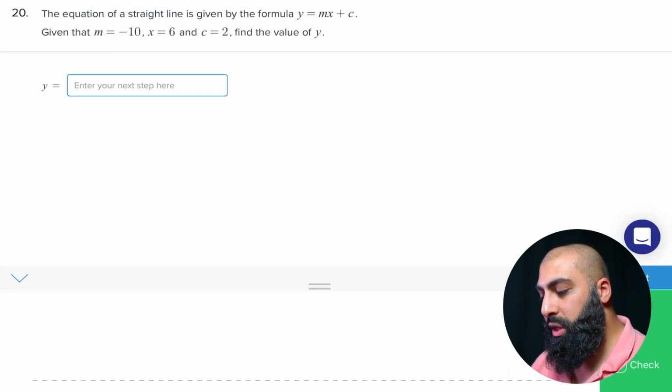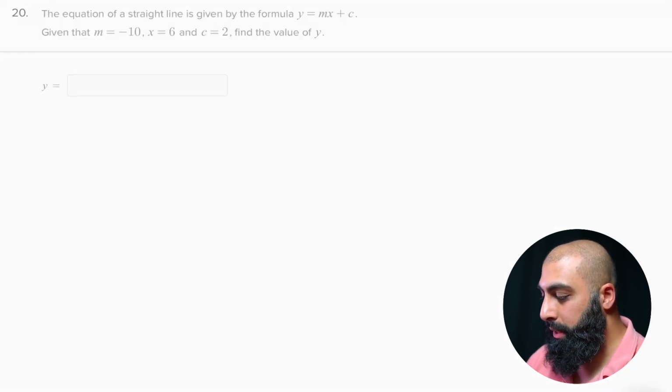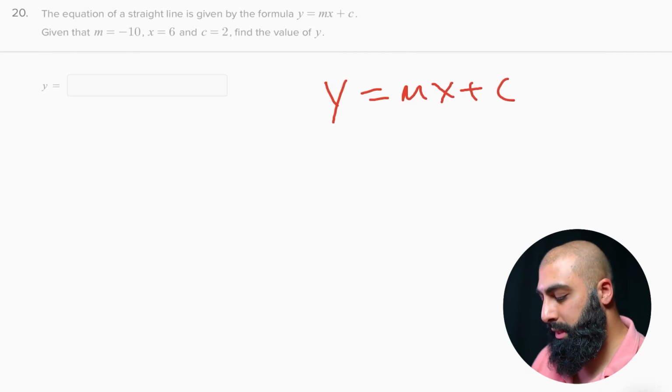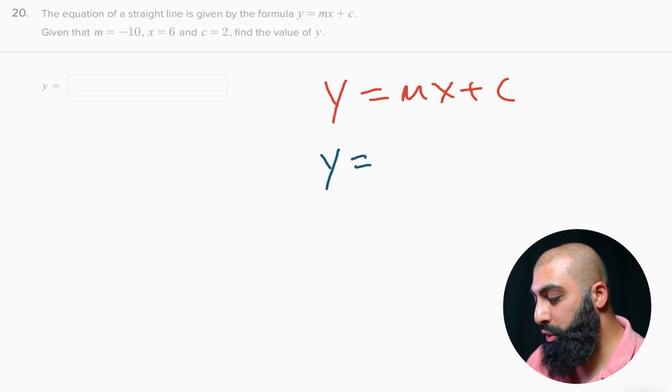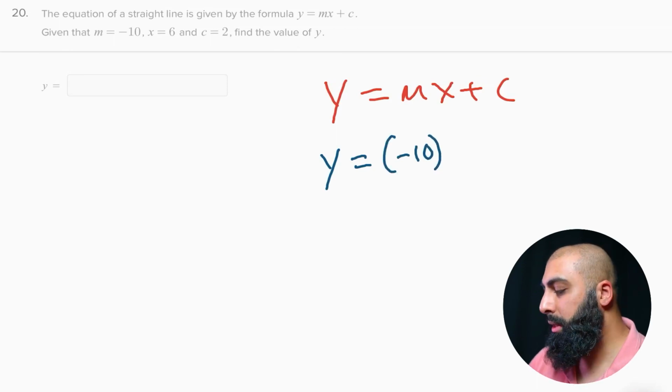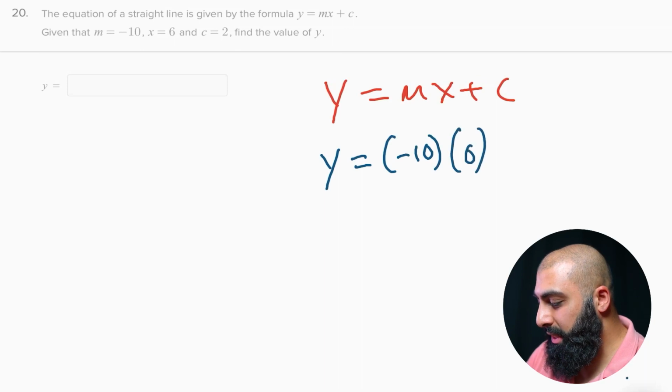It says the equation of a straight line is given by the formula y equals mx plus c. Given that m is equal to -10, x is equal to 6, and c is equal to 2, find the value of y. Okay, excellent. So remember, the equation of a straight line is y is equal to mx plus c. We don't know what y is, but we do know that m is -10. Remember, good practice is to use the brackets. X was 6, and our c is 2.